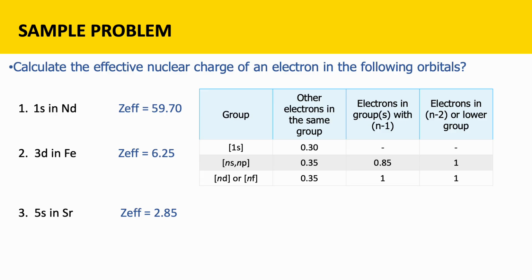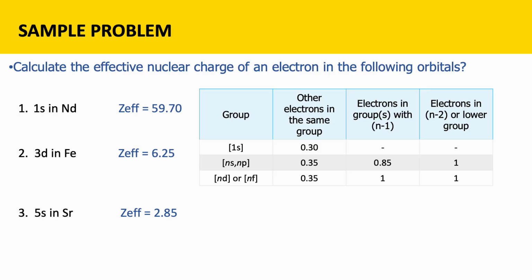Similar to this one, you can try this sample problem in calculating the effective nuclear charge of an electron in the following orbitals: 1s in neodymium, 3d in iron, and 5s in strontium. The Zeff should be 59.70, 6.25, and 2.85. You can try this on your own to practice for your upcoming practice test.